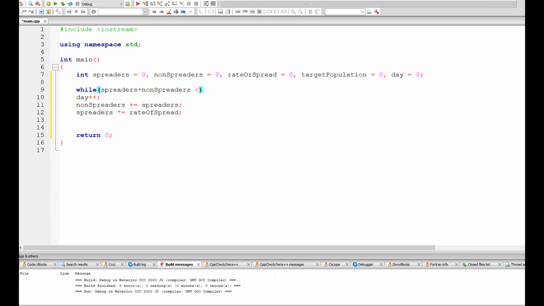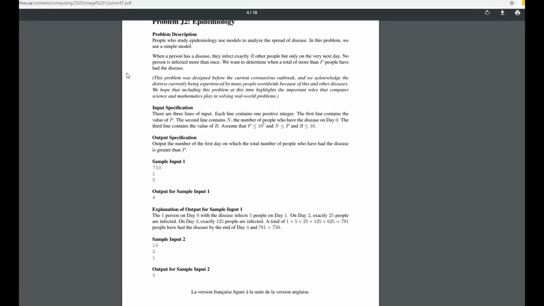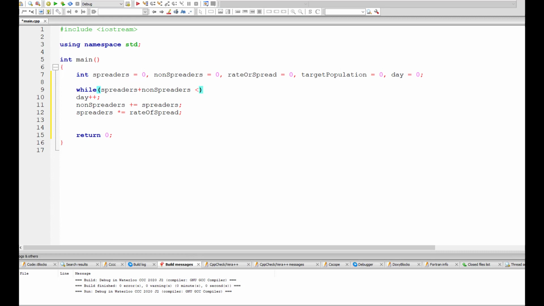It says, and I'll bring this over so you guys can see it, 300 first days. Okay, so here you can see it says we want to determine when a total of more than P people have had the disease. So not equal to, but actually more than. Okay, so more than the target population.